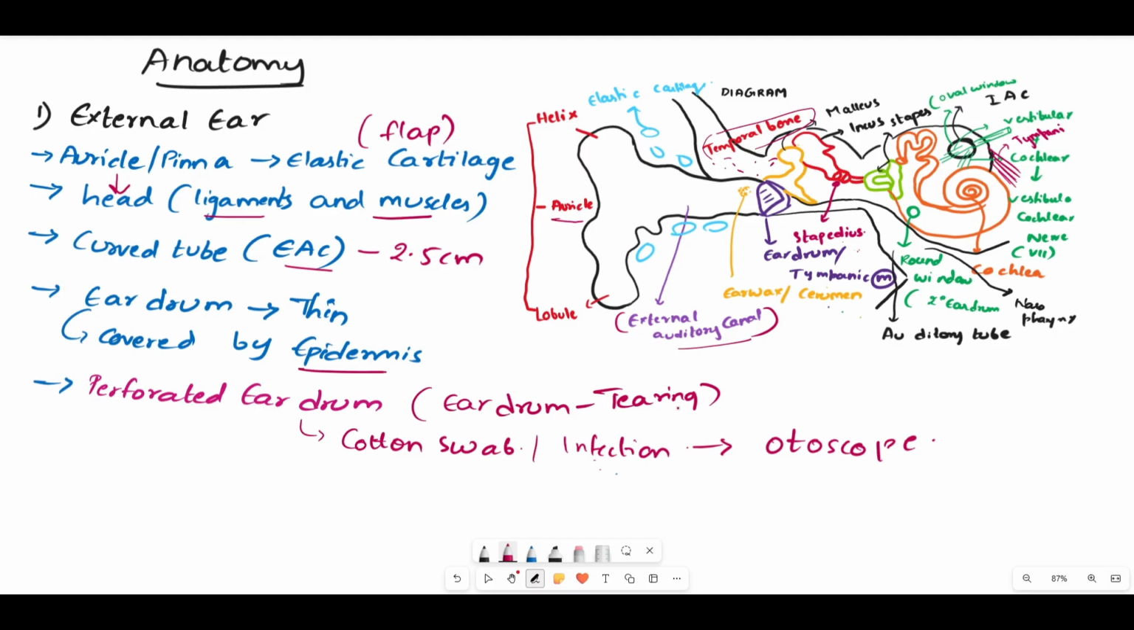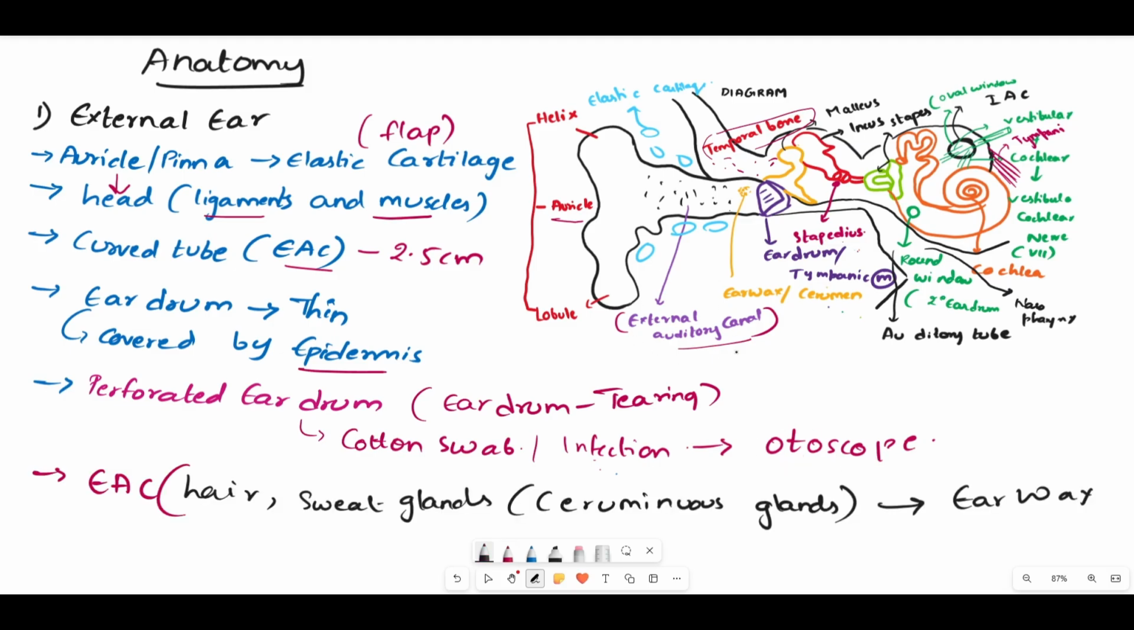Whenever there is tearing of the eardrum, that condition we call a perforated eardrum. This mainly occurs due to ear infections or because of the pressure that is produced when you put a cotton swab inside your ear. This can generally be examined with the help of an otoscope.